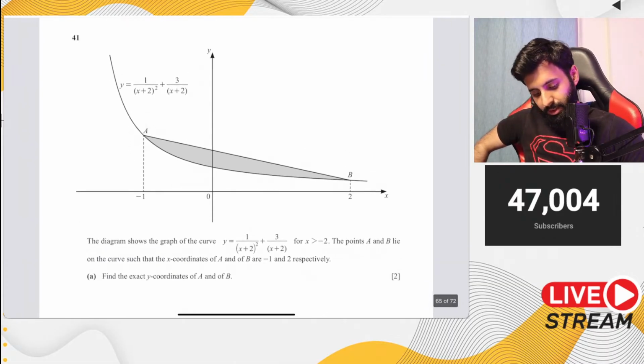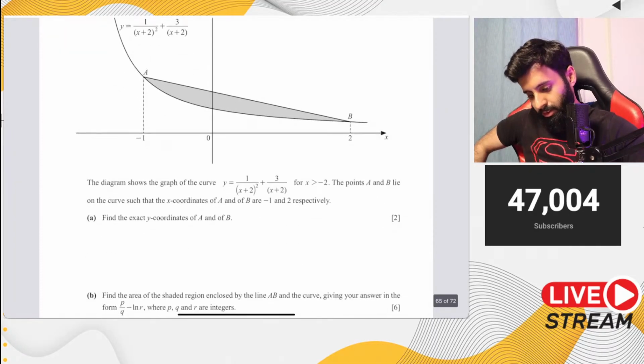the diagram shows the graph of the curve so and so for x greater than -2. The points A and B lie on the curve such that the x coordinates of A and B are -1 and 2 respectively. Okay, find the exact y coordinates of A and B. Okay, so we can do that.